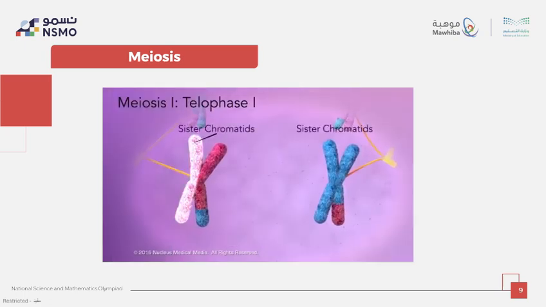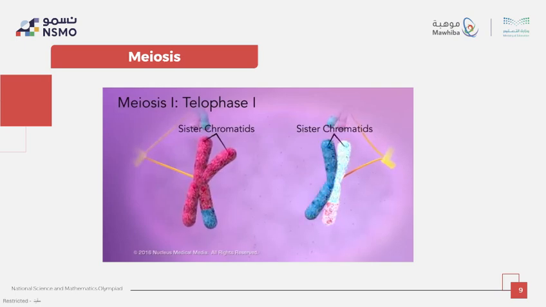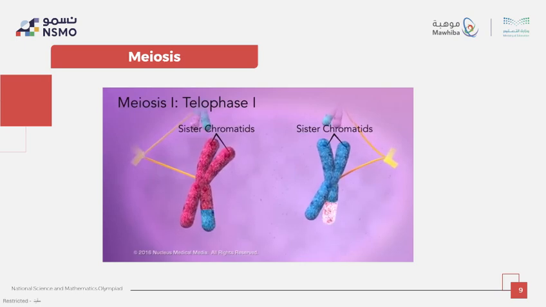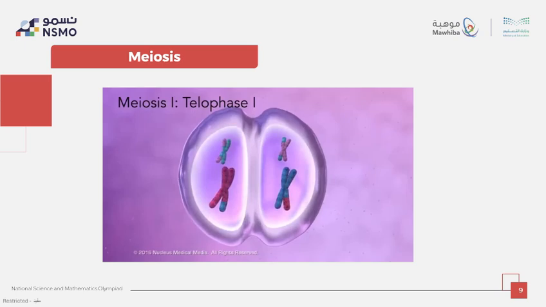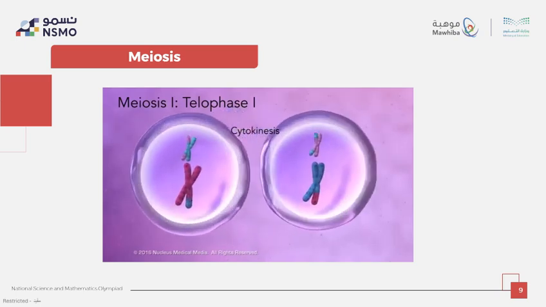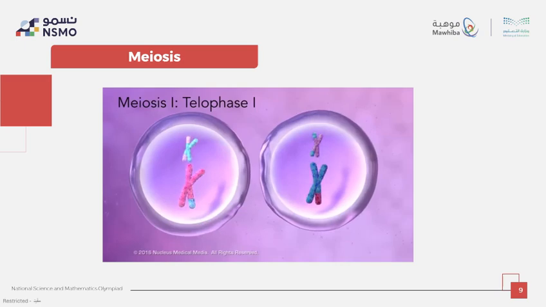However, each chromosome still consists of sister chromatids. Keep in mind that each chromosome's sister chromatids are no longer identical because of the allele exchange that happened during crossing over. Then, spindle fibers disappear and the nuclear membrane reforms around the chromosomes. Finally, cytokinesis occurs. Meiosis 1 ends with two genetically different haploid daughter cells. Each haploid cell contains only one set of chromosomes consisting of paired sister chromatids.